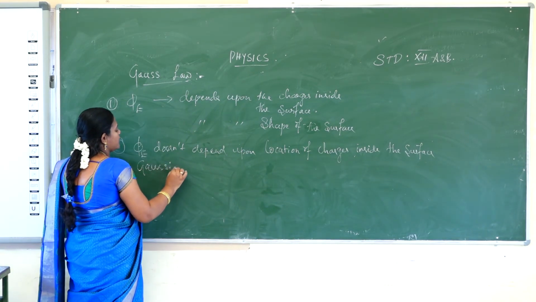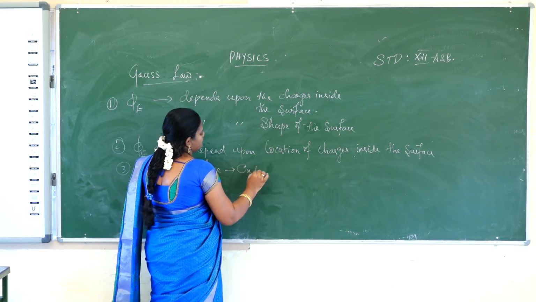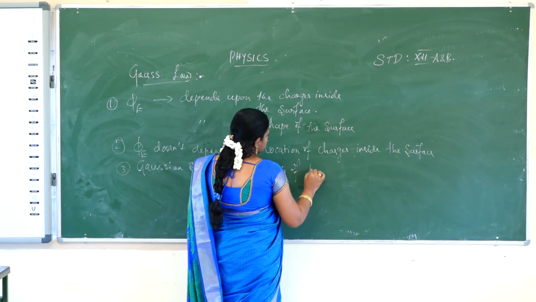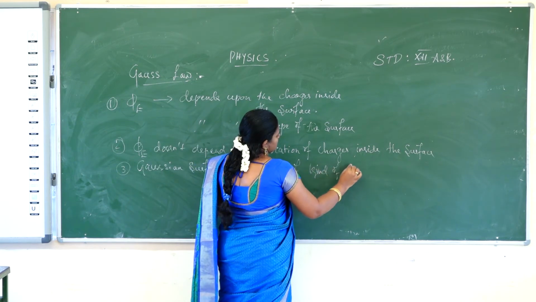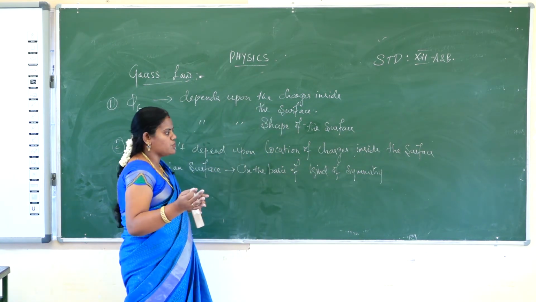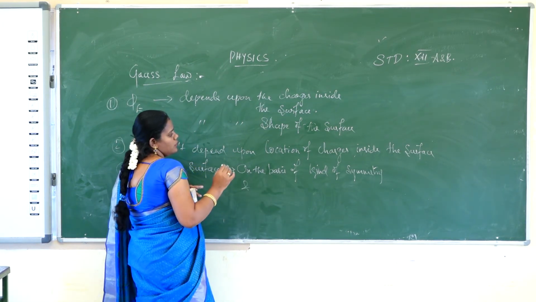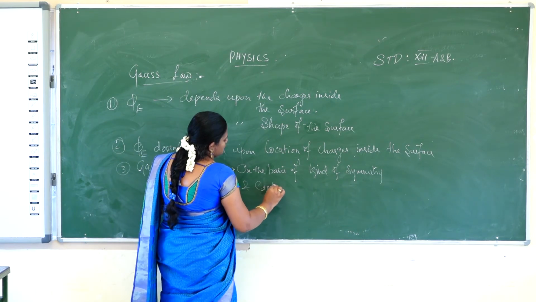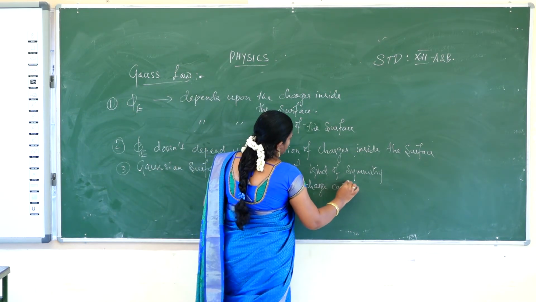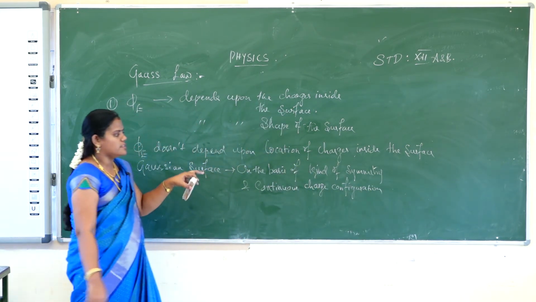The Gaussian surface is chosen on the basis of the kind of symmetry. What is the meaning of symmetry? Symmetry is nothing but equally divided. So one basis is the kind of symmetry, and the other is the continuous charge configuration.